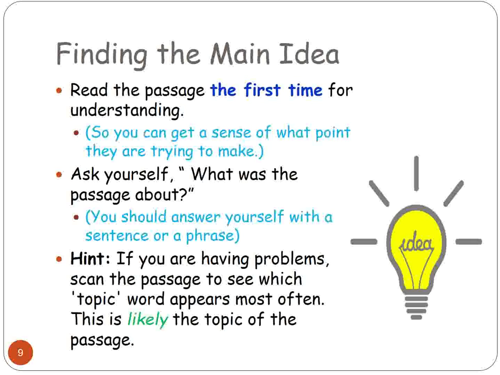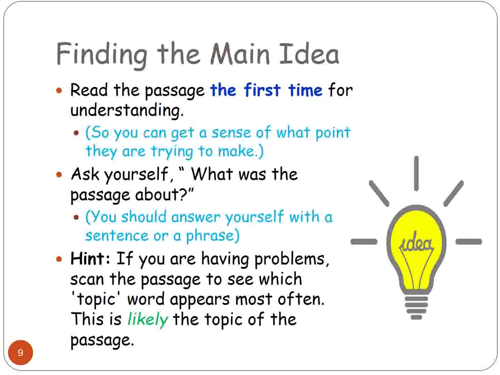So go with one question. What was the passage about? You should answer yourself with a sentence or a phrase. So once you've read the passage, look at what the passage was about. Maybe there is one phrase, one word. Sometimes when you fail to find a sentence or phrase, you just find a word.